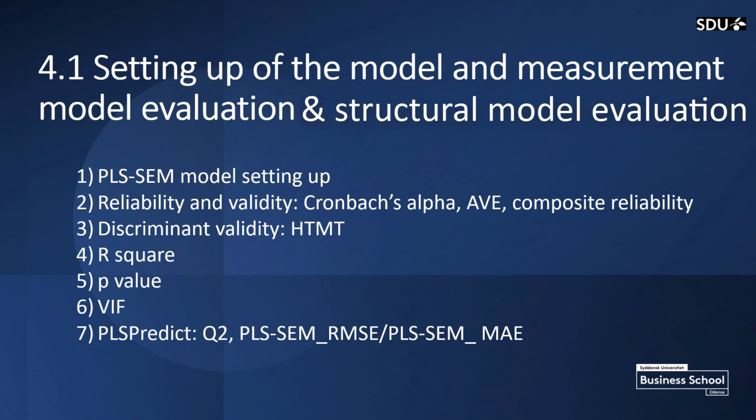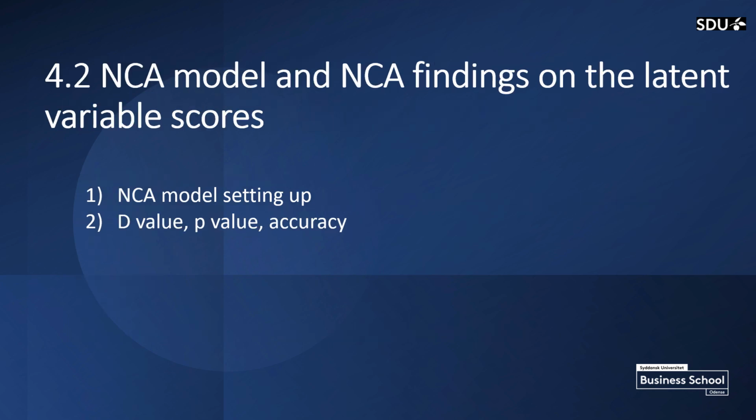We need to set up the structural model, check the reliability and validity through Cronbach's alpha, AVE, composite reliability, and the HTMT discriminant validity, R-square, p-value, VIF, and also check the Q-square, PLS-SEM root mean squared error and mean absolute error. Part 2 will focus on the NCA model and the NCA findings on the latent variable scores.